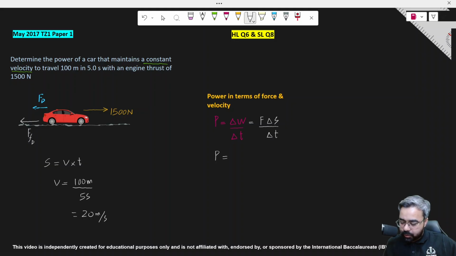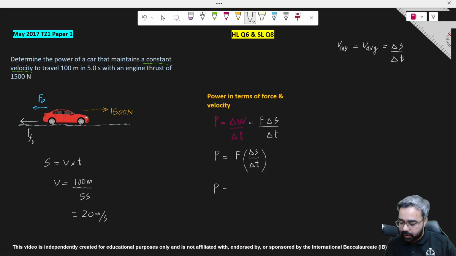So when the speed is constant, you can say that delta S over delta T, which is the rate of change of displacement, which is average velocity, is equal to instantaneous velocity. When the velocity is constant, then the instantaneous velocity at any instant of time can be written as average velocity, which is equal to delta S over delta T, the gradient of displacement-time graph.